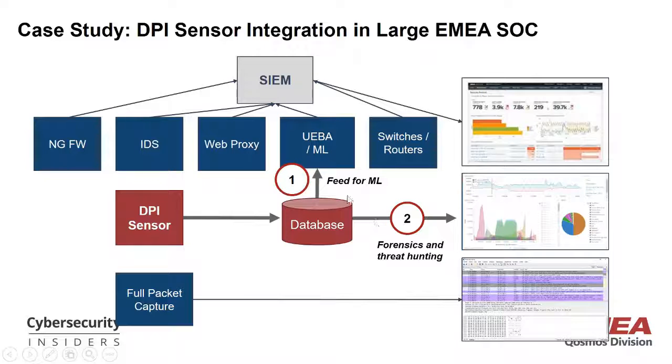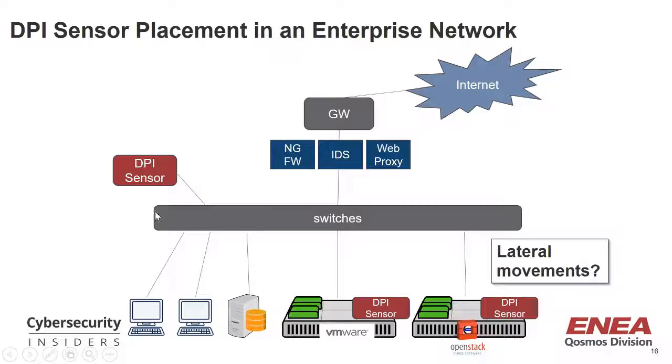And just one comment here. So you're going to focus on this piece, and then there's a second way of using them, which absolutely, yes, also for forensics and threat. DPI sensors were really used for two different use cases. But first, let me show you where the DPI sensors were located on their network.